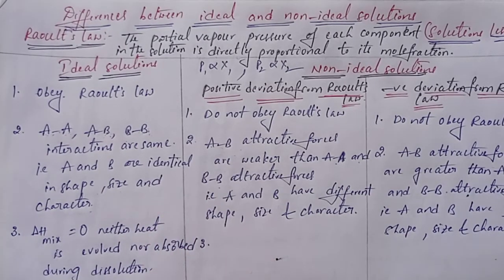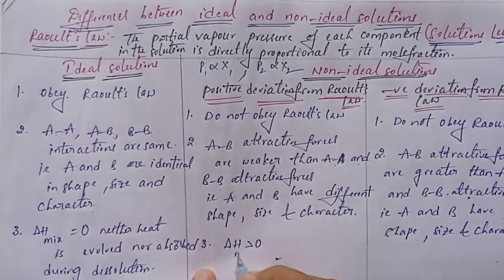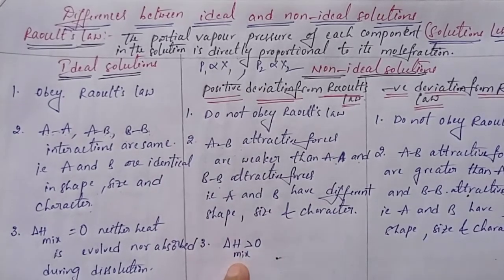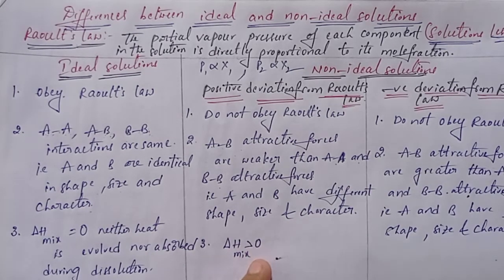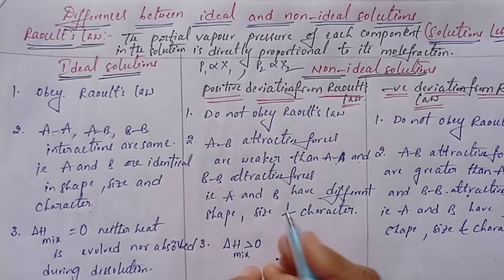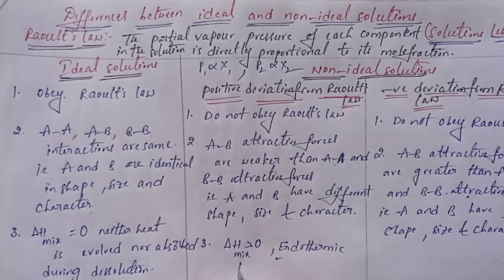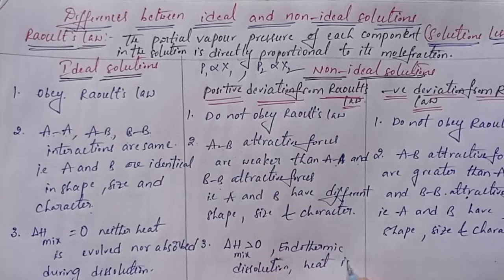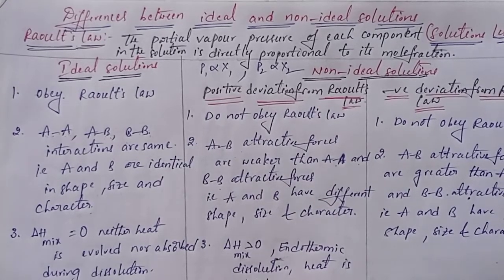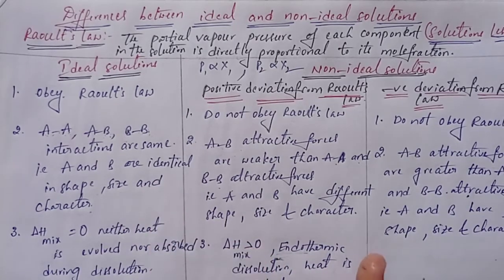Delta H value is greater than 0. Change in enthalpy is greater than 0, students. Delta H mixing greater than 0. That means it is an endothermic reaction, students. That means what we can say, endothermic dissolution. This one is endothermic dissolution, students. Here heat is absorbed. Clear? Endo means absorbed, thermo means heat. Heat is absorbed. Clear this one? Endo means absorbed, thermo means heat.